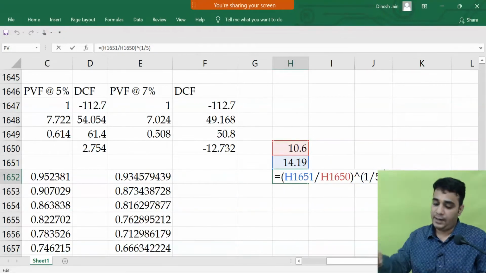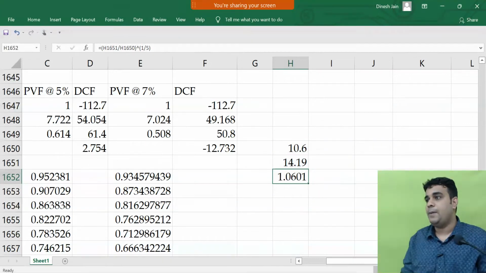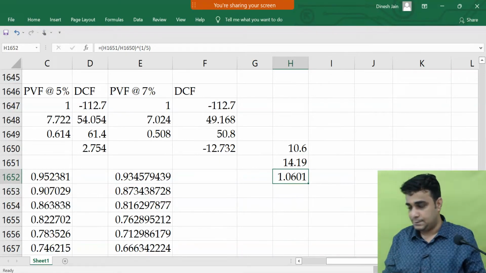Basically, I am trying to take a square root, another square root. It is 1 by 5. If it is 1 by 4, I would have told you to do a square root. But it's 1 by 5, which is not possible for you to do in a calculator. So that number turns out to be 6%.